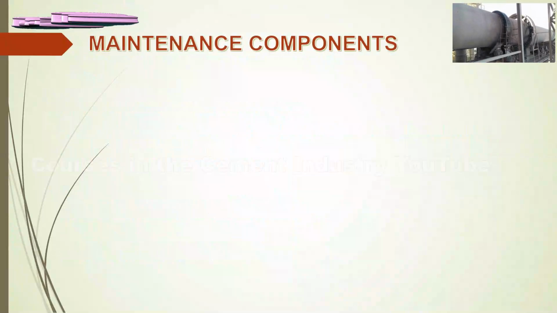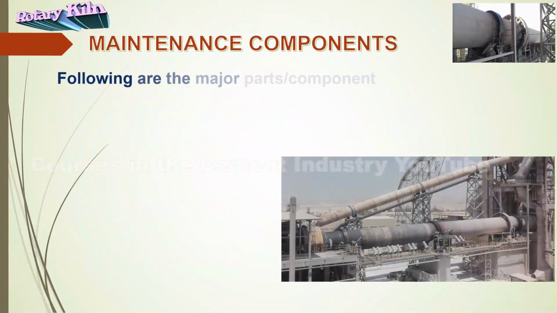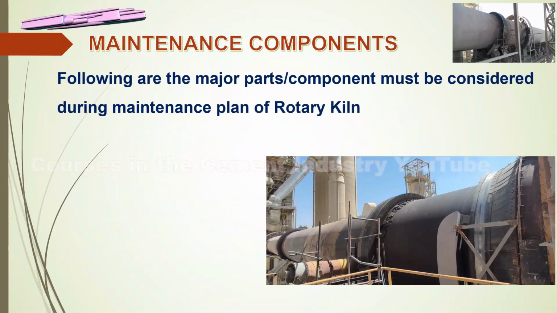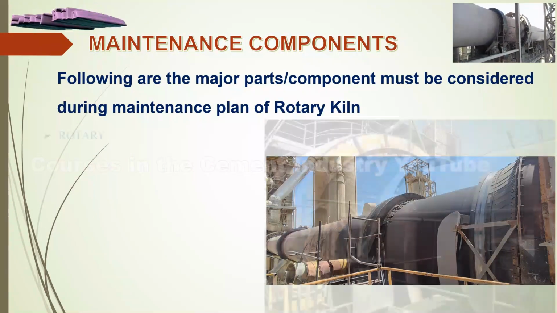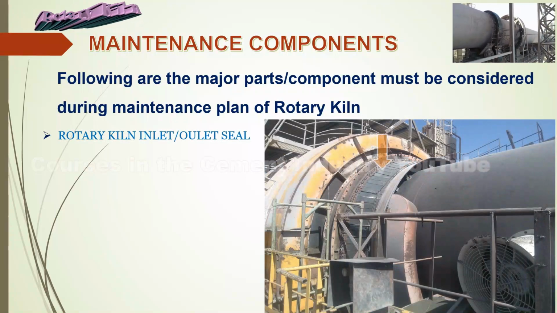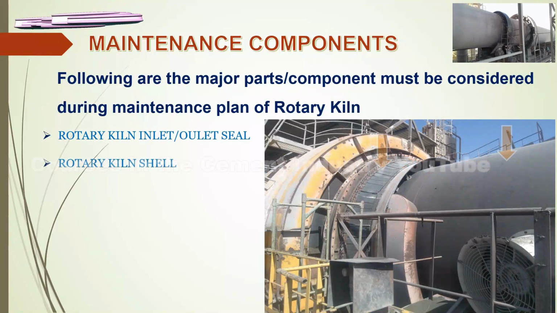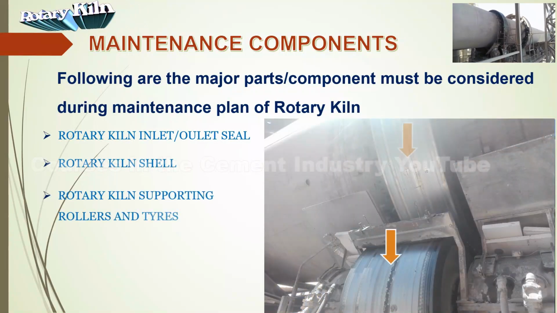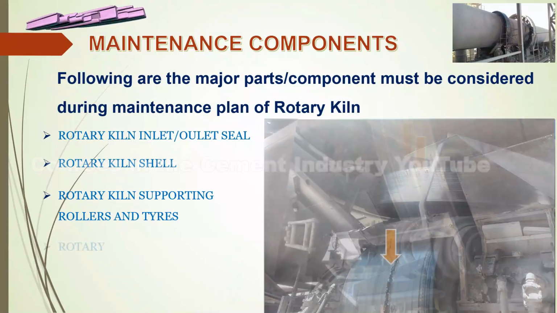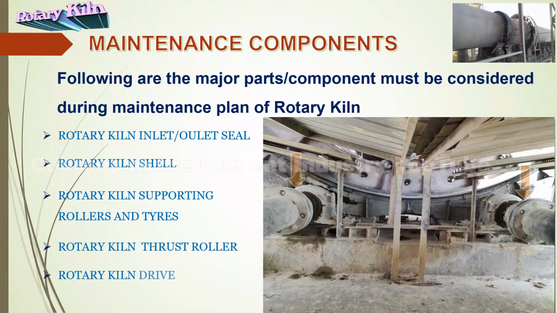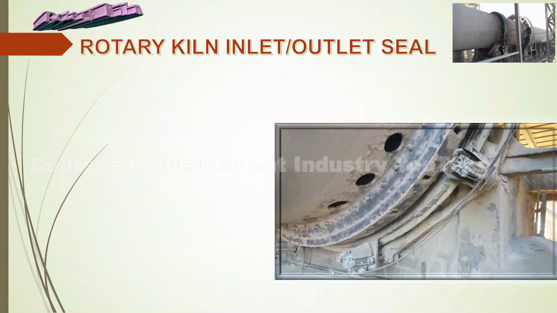Maintenance components. Following are the major parts and components that must be considered during the maintenance plan of a rotary kiln. 1. Rotary kiln inlet and outlet seal. 2. Rotary kiln shell. 3. Rotary kiln supporting rollers and tires. 4. Rotary kiln thrust roller. 5. Rotary kiln drive.